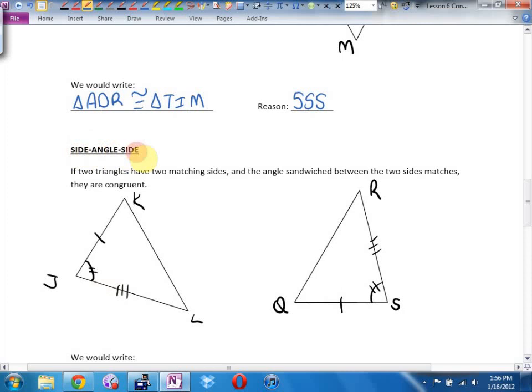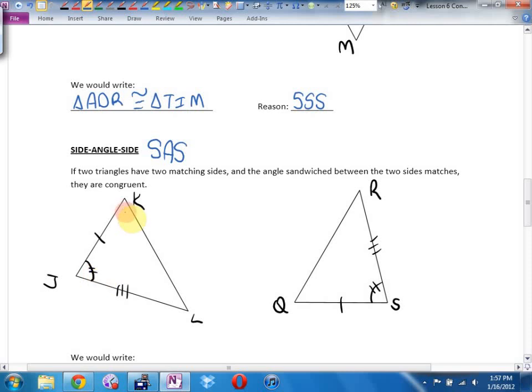Do I have a single hash mark? Yes. Do I have a triple hash mark? Yes. Do I have the same size angle between them? Yes. Can't be that angle, unfortunately. It's got to be the one between them. That's why we write it as side, angle, side, not SSA or anything like that.